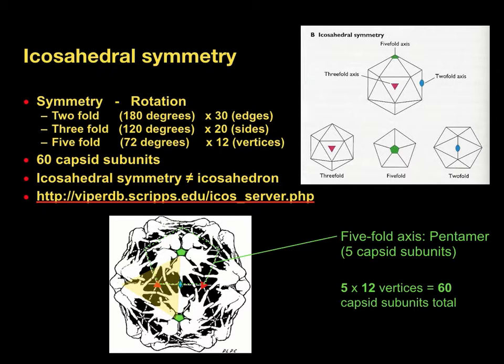So if this is like a hand, we can see that the wrist is interacting with other wrists in the fivefold symmetry axis, but then the fingers are going to interact with each other like this in this axis. The same with the twofold axis. So at the end, what we have here is a particle that has 60 different subunits. And why 60? Well, we have 5 in each fivefold axis of symmetry. And because this is the vertex of the icosahedron, there are 12 of them in an icosahedron, and then the total would be 60. Is this clear? Do we have any question?